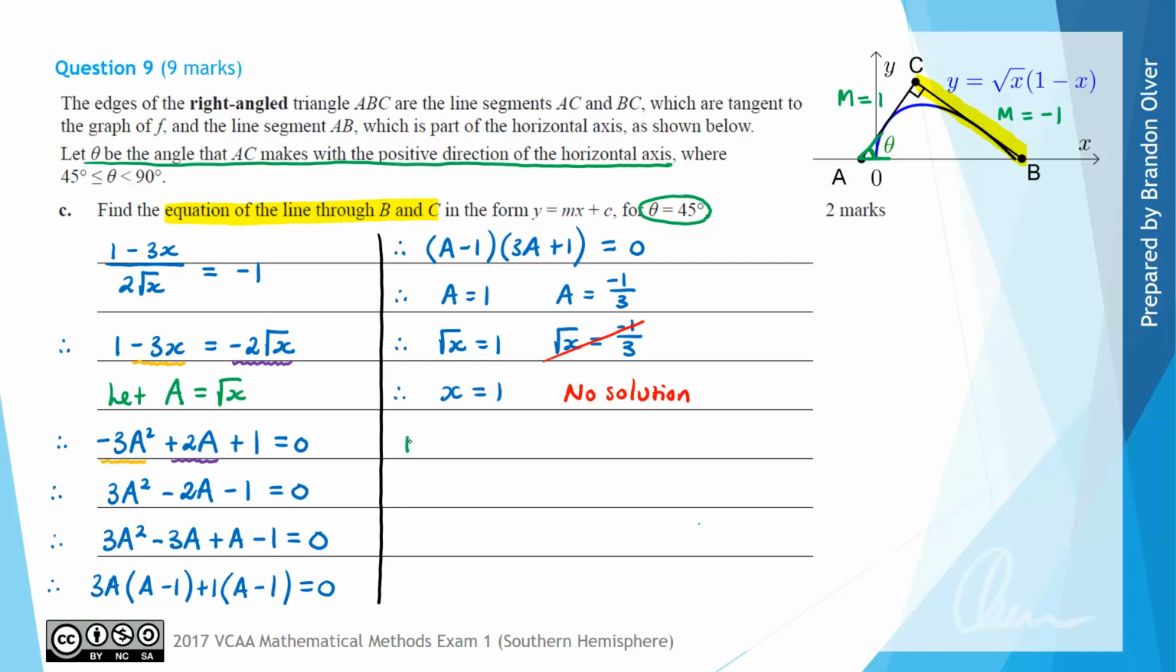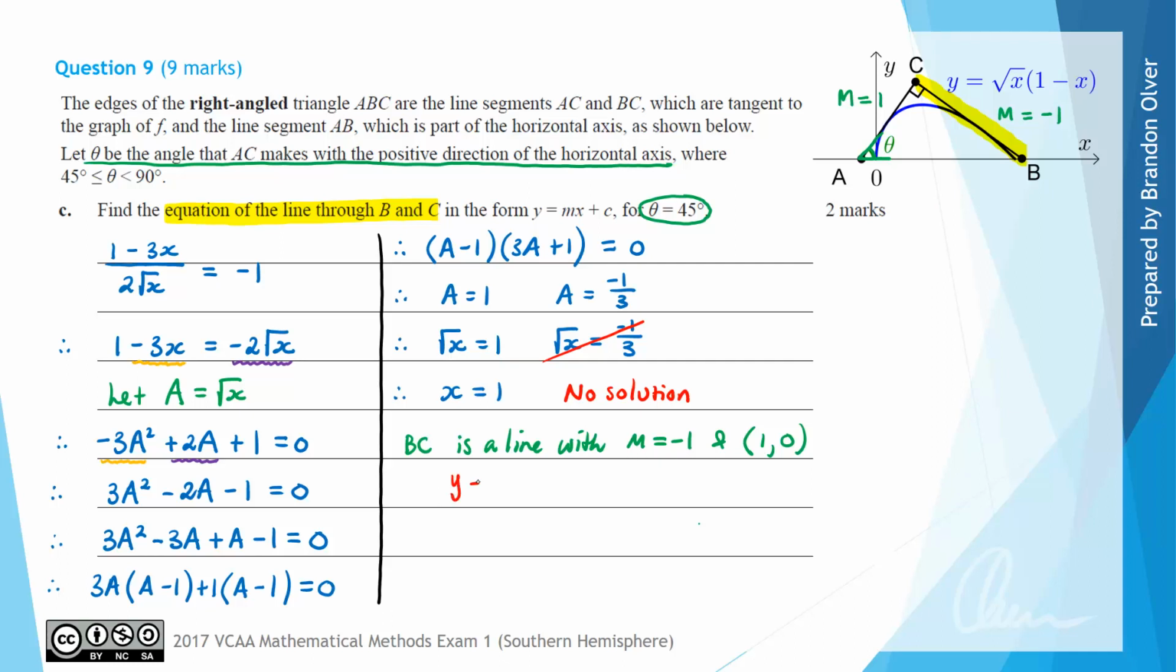And now we know that BC is a line with a gradient being equal to -1 and passing through the point where x is 1, and we already knew that when x is 1, y is 0, and that was from the graph that was shown. Or you could sub 1 into the rule, the square root of x times 1 minus x, and you get y equals 0 out.